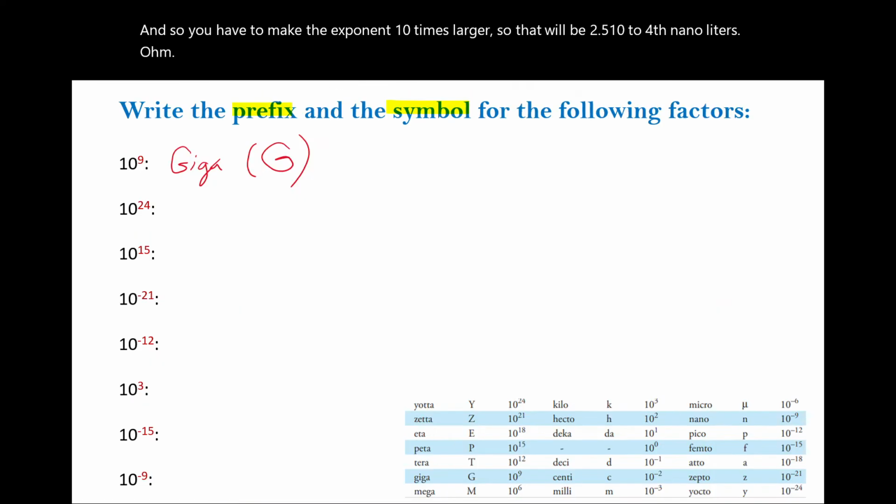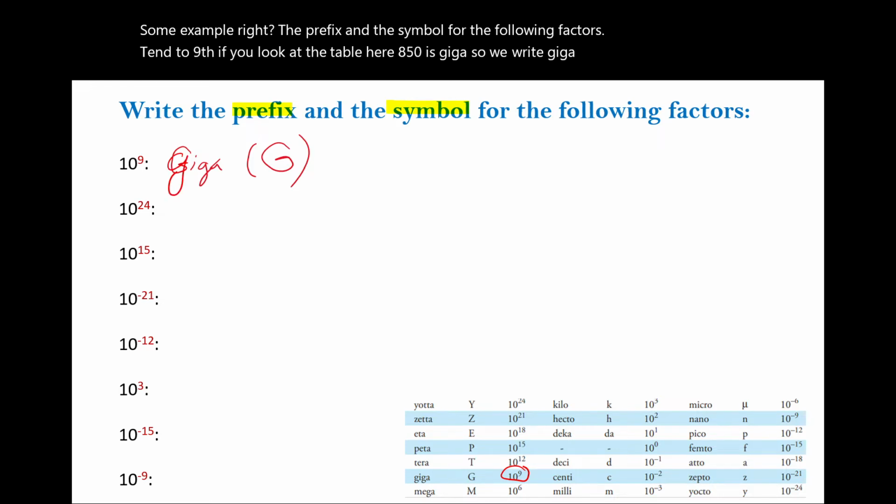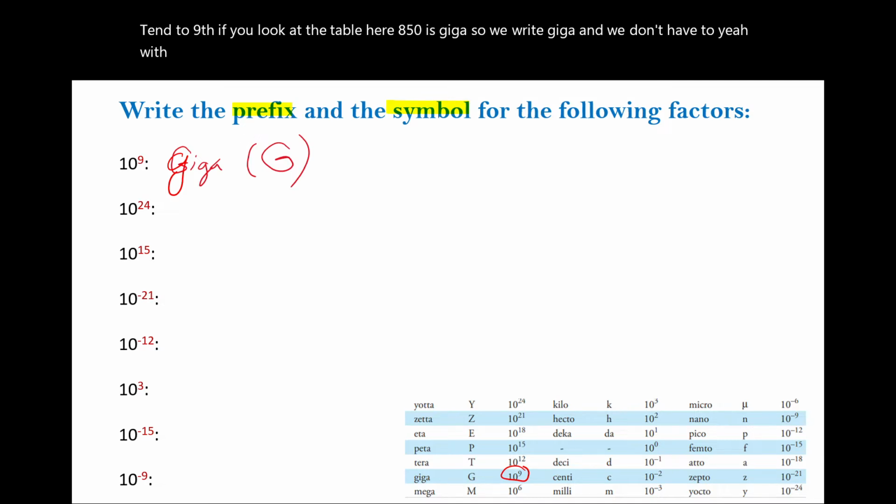Yeah, we'll have some examples. For example, here we got some examples. Write the prefix and the symbol for the following factors. 10 to 9th. If you look at the table here, 10 to 9 is giga. So we write giga, and the symbol is capital G.